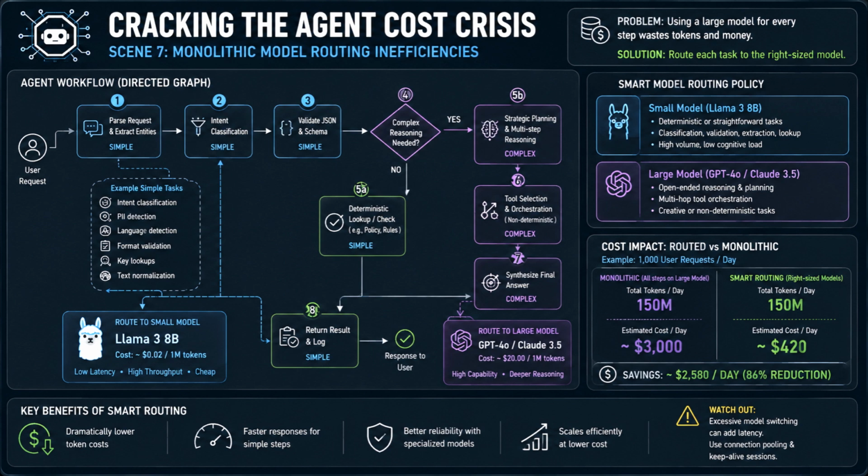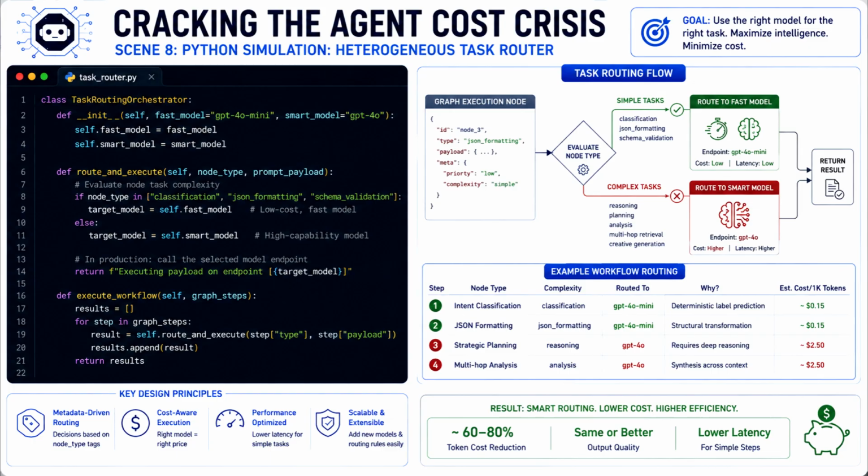However, you must carefully manage the latency overhead of switching models. If your setup requires repeatedly opening new remote provider connections for each step, the increased latency can quickly offset your financial savings. Let us examine the Python router architecture on screen, which demonstrates how to handle mixed model workflows.